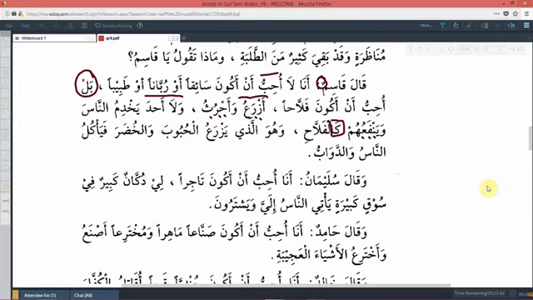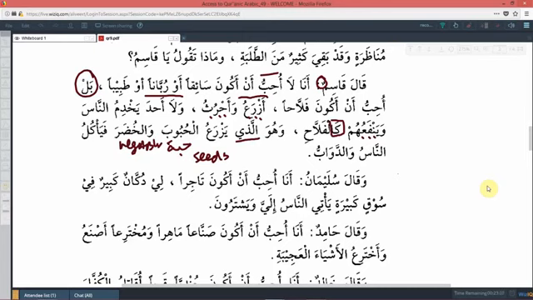وَهُوَ الَّذِي يَزْرَعُ الْحُبُوبَ, and he is the one, وَهُوَ الَّذِي, he is the one, يَزْرَعُ, who plants, الْحُبُوبَ, حُبُوب, the plural of habba, meaning seeds, right? وَالْخُضَرَ, from khudrawat, and vegetables. He plants seeds and vegetables. فَيَأْكُلُ النَّاسُ وَالدَّوَابُّ.